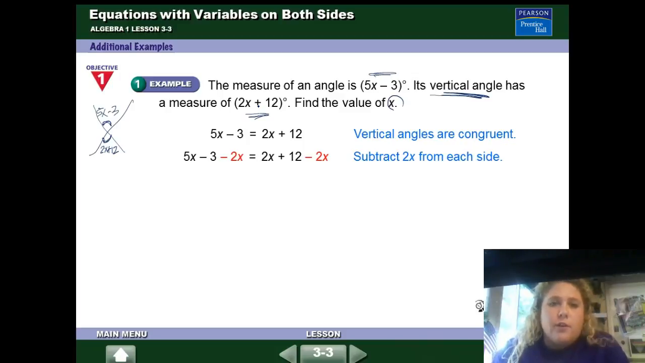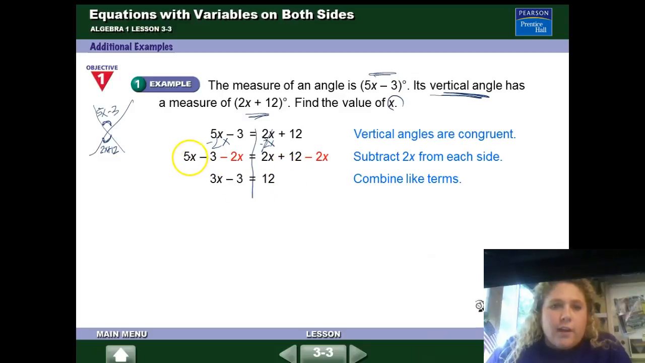So to do that, we are going to get your like terms on one side. So here, draw a line to the equal sign. We are going to subtract 2x from both sides. This is going to cancel out 2x minus 2x, okay, and leave you here with just your 12. And then over here, 5x minus 2x gives you your 3x. 3x minus 3 equals 12 is what you're left with.